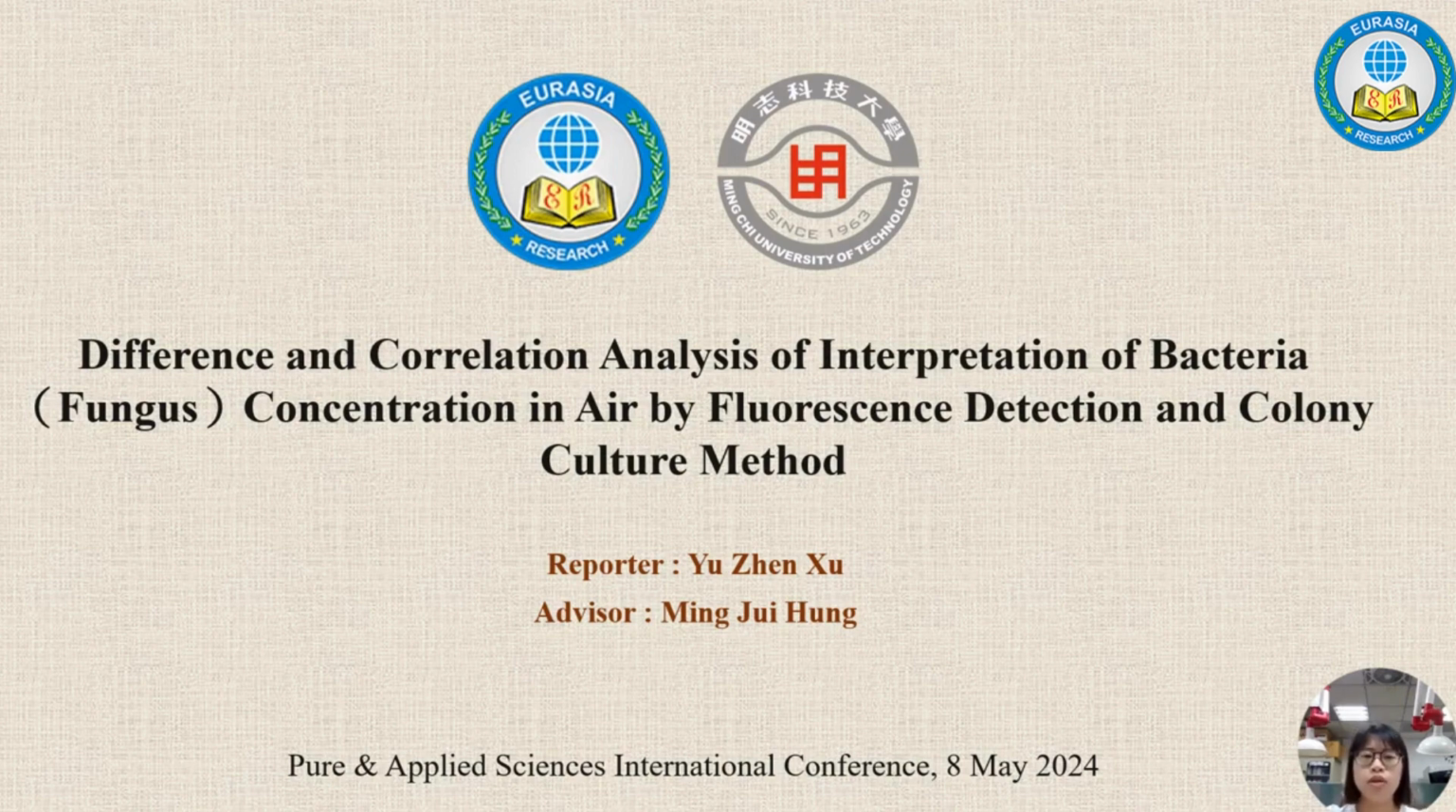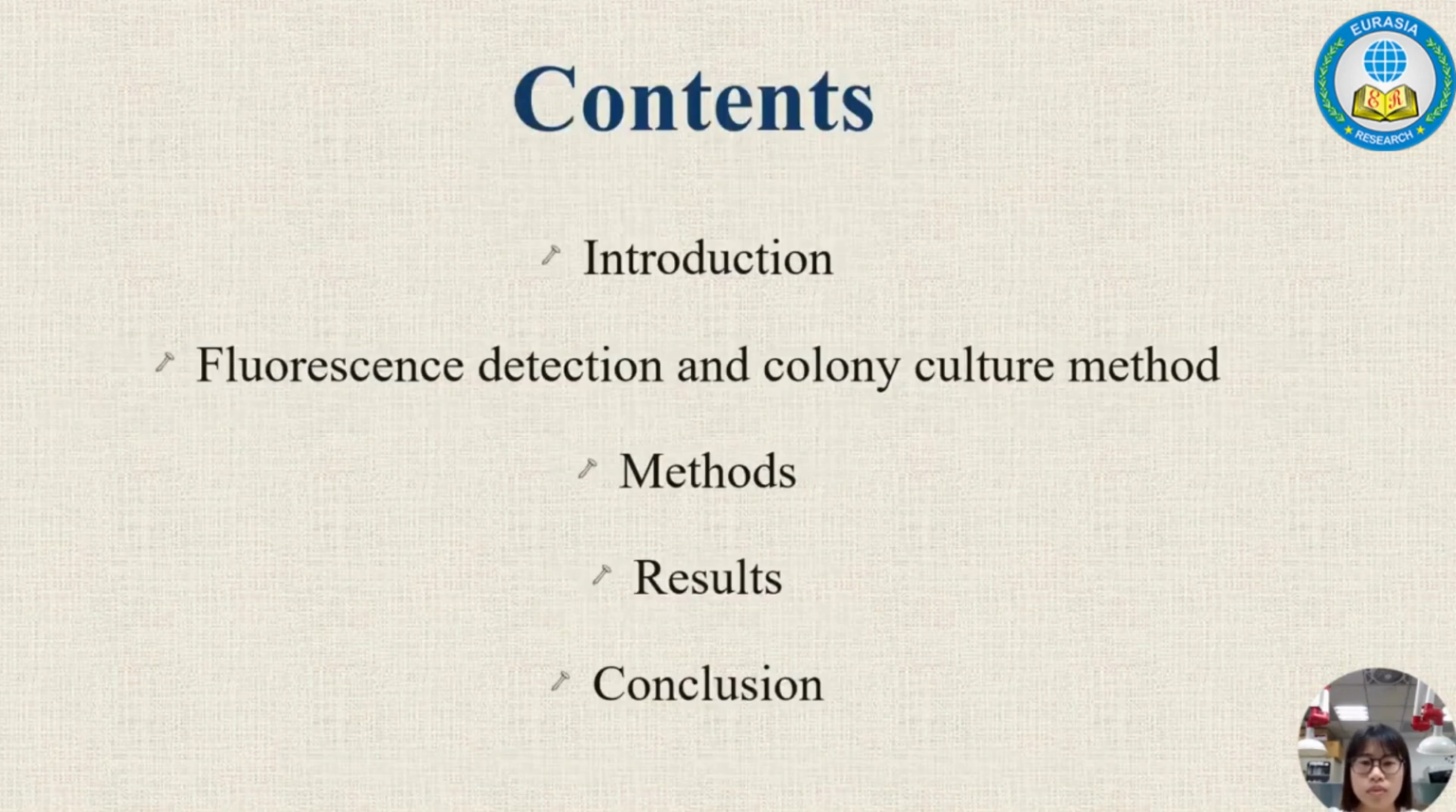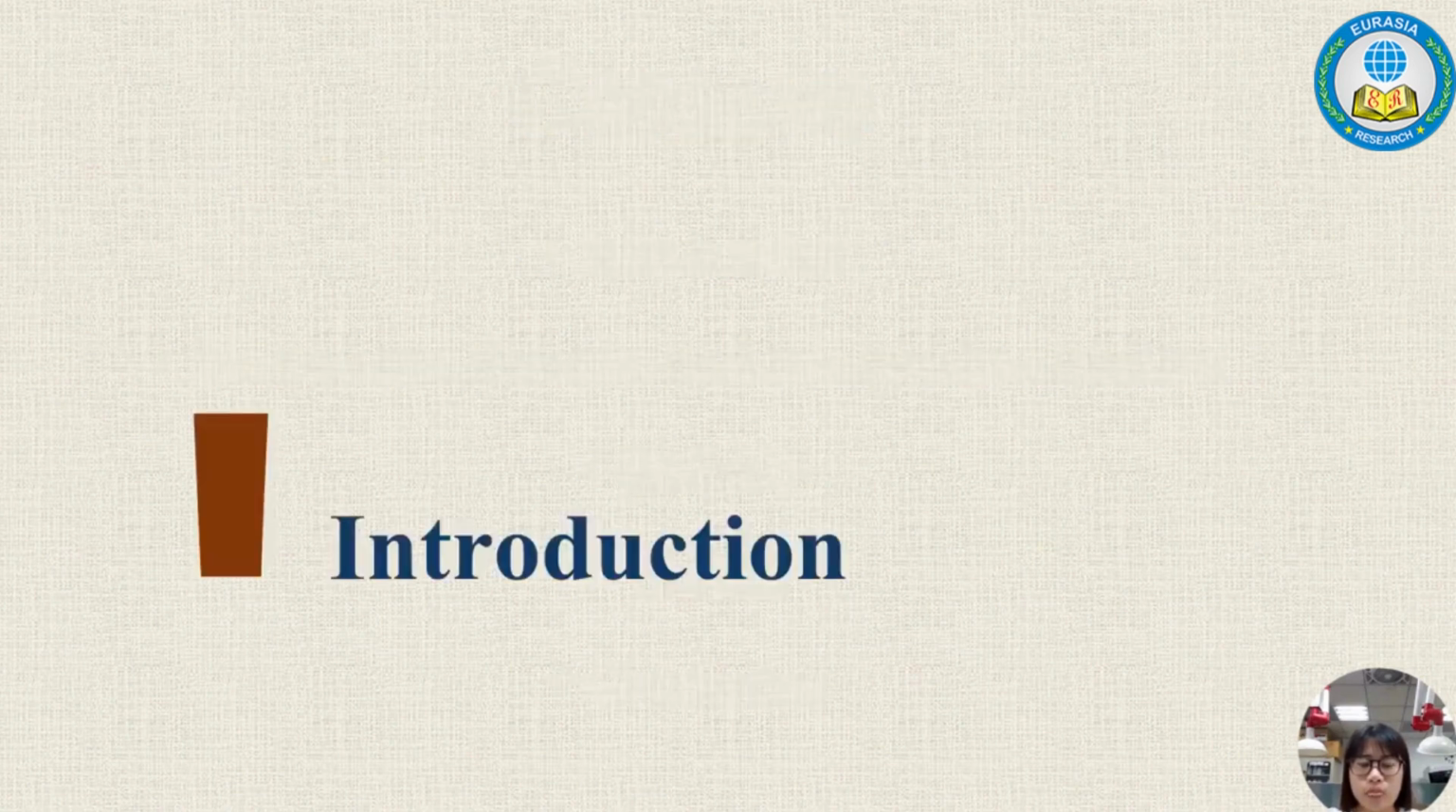Today we talk about the difference and correlation analysis of the interpretation of bacteria and fungus concentration in air by fluorescence detection and colony counting methods. The table of contents has 5 sections. 1. Introduction.